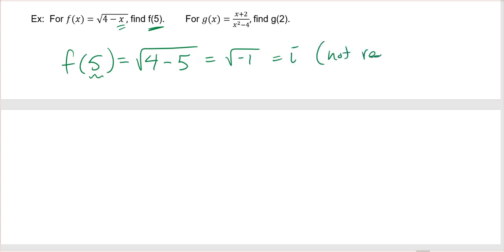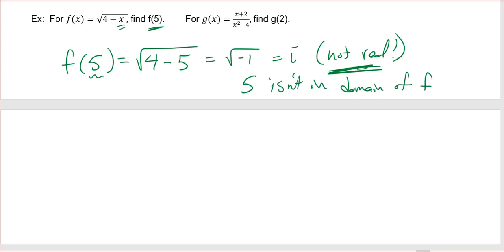This is not real. So what we should say is that we want our functions to have real number inputs and real number outputs to say that they are defined. That was part of our definition in the textbook. I guess I would refer you to that. But the moral of the story here, we want it to be real, and this is not real. So what that means is 5 isn't in the domain of f, because that does not give us a real number output.